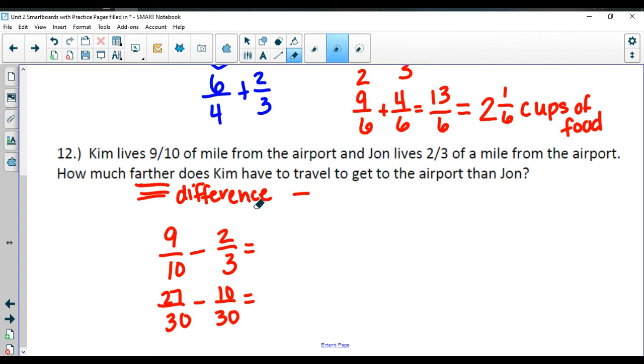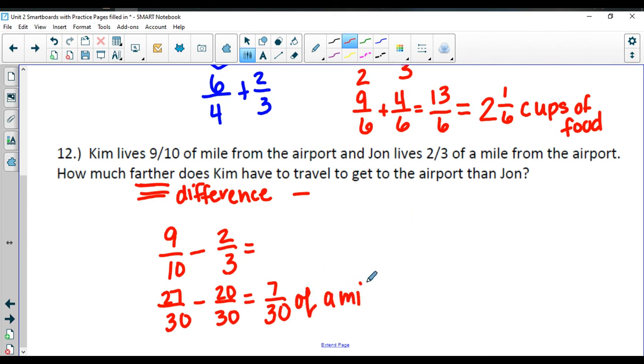Oh my goodness. It's not 10. 2 times 10 is 20. Good thing I caught that. 27 minus 20 is 7/30. And then we need a label. How much farther does Kim have to travel to get to the airport than John? 7/30 of a mile more. Or you could say farther, whichever one you would prefer.